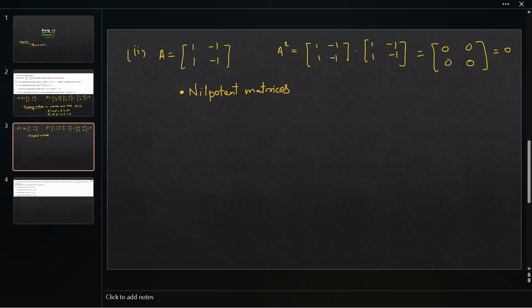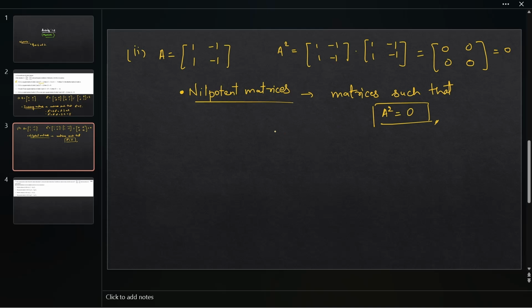Nilpotent matrices. So matrix A can be called a nilpotent matrix when A square is equal to 0. So matrices such that A square is equal to 0. So this would be a nilpotent matrix.